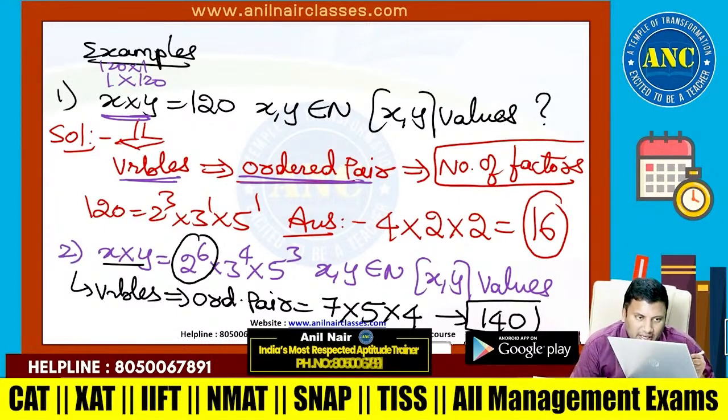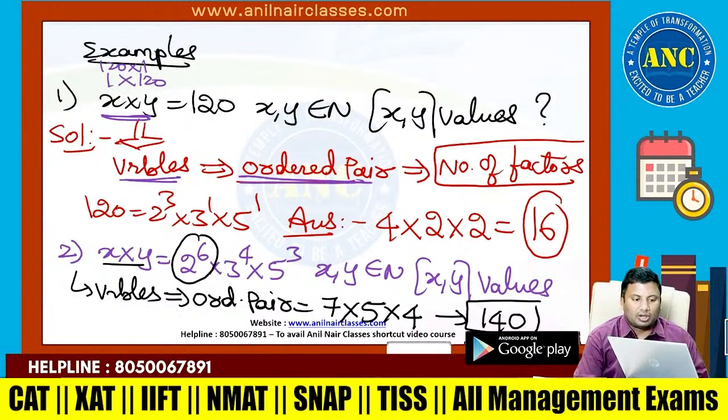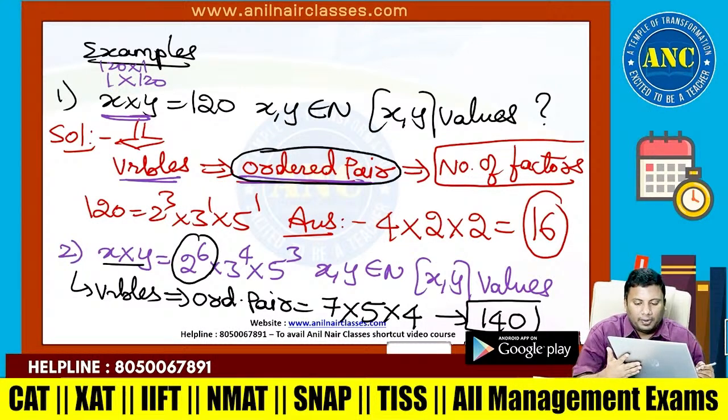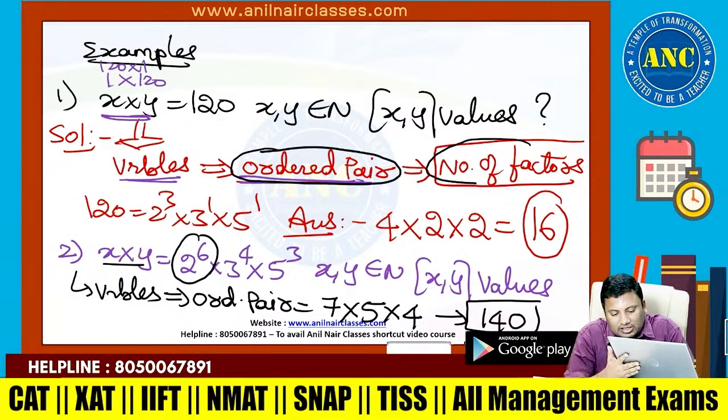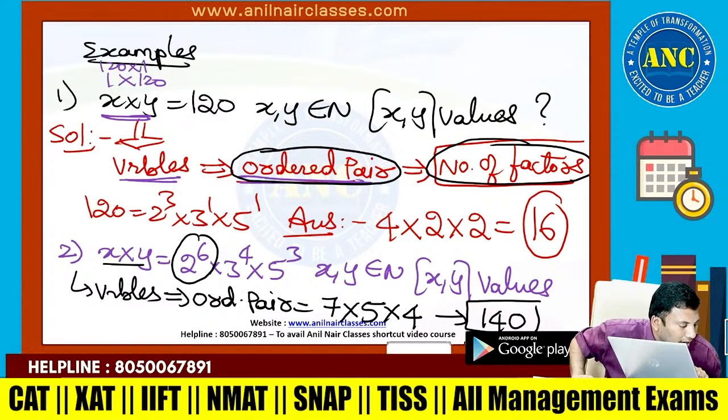If the variables are present in the question, then it is an ordered pair. In an ordered pair, it is the number of factors. I hope, Rakesh, it is clear to you. The answer is the number of factors.